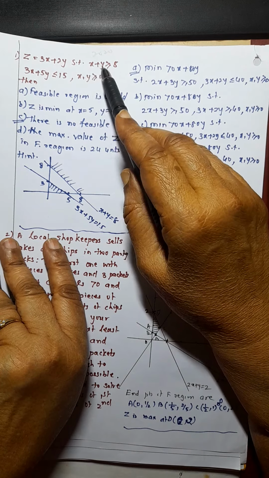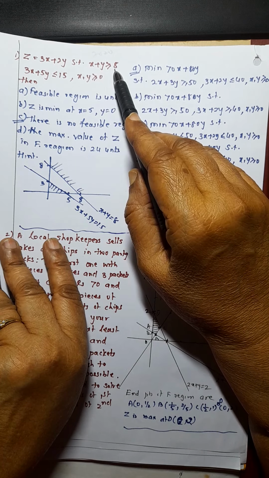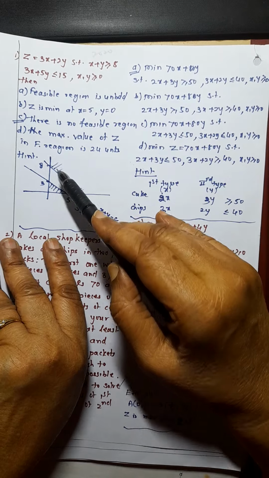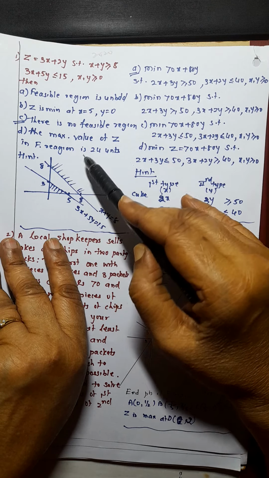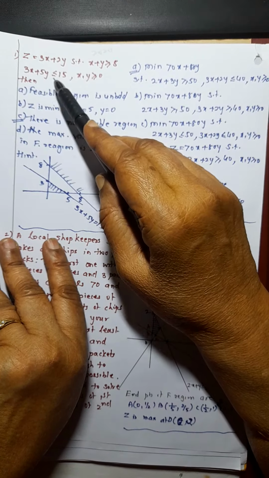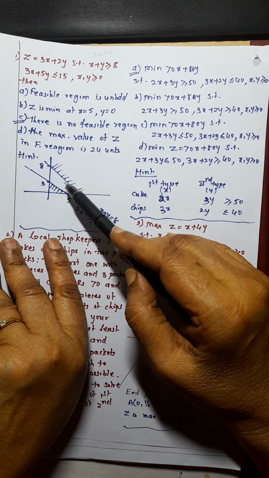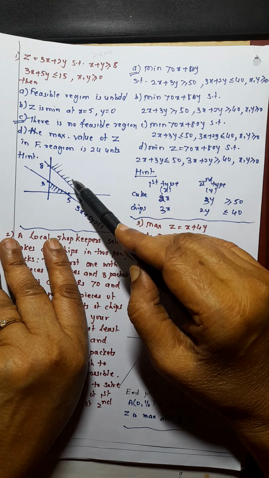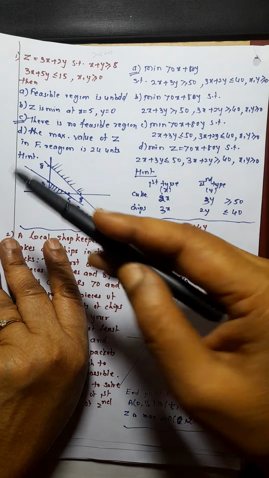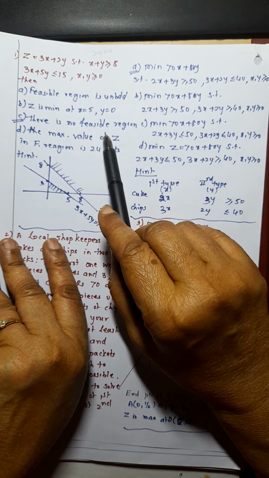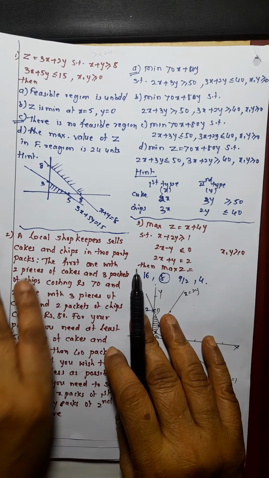For this, 0, 0 origin doesn't satisfy this. So we want the non-origin side. So this is the non-origin side. Here 0, 0 satisfies this. So it is the origin side we want. So there is no common portion for this and this. Therefore the answer is there is no feasible region. This is your correct answer.